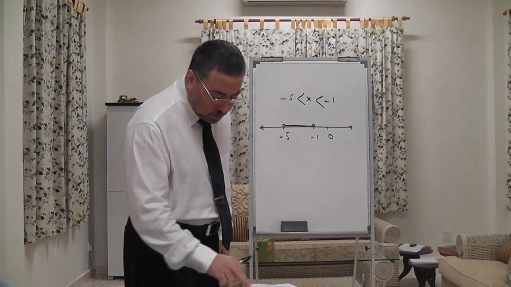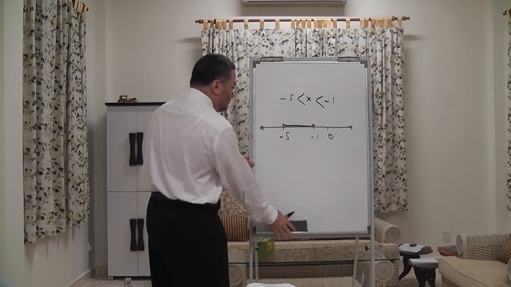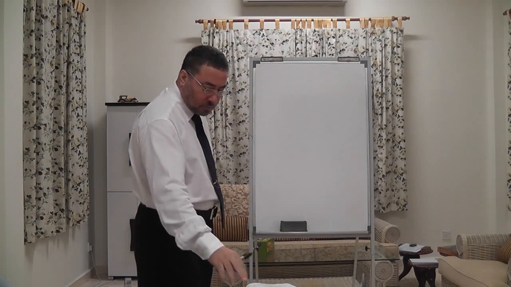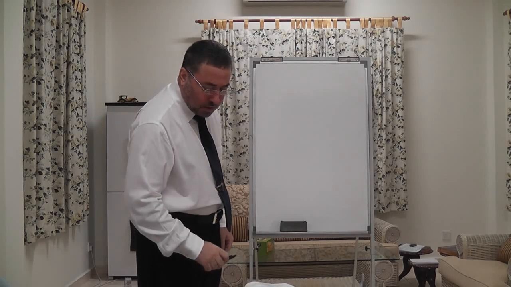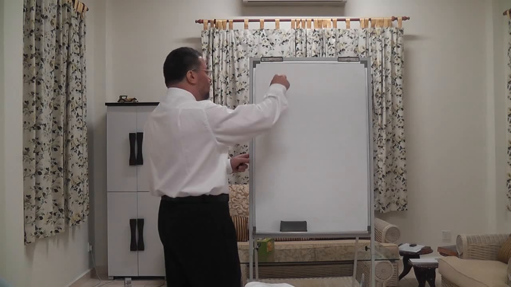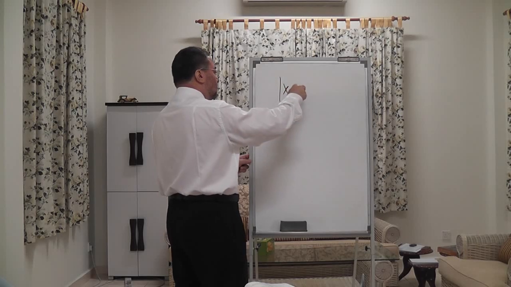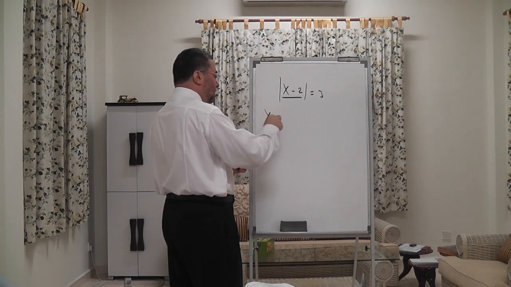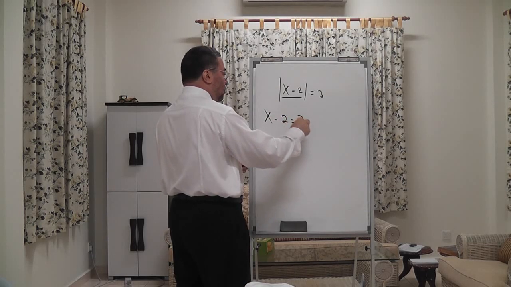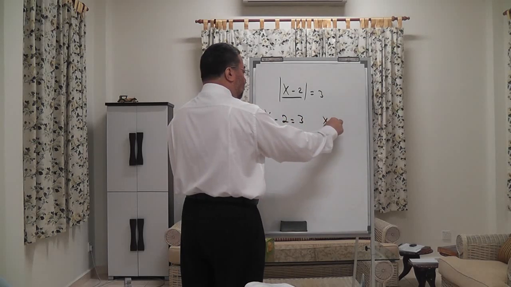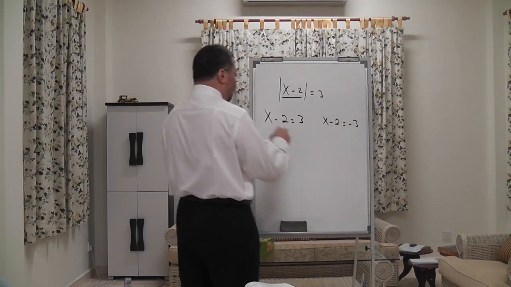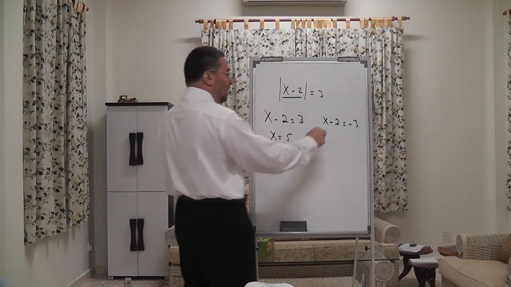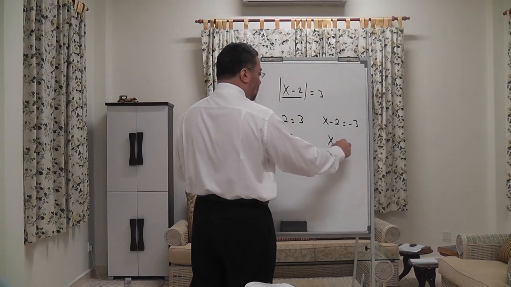Next is number 24. Absolute x minus 2 equals to 3. Here our number itself is x minus 2, that can be equal to 3, or x minus 2 equals to minus 3. In this case x will equal to 5, take the 2 to the other side, and in this case x equals to minus 1.